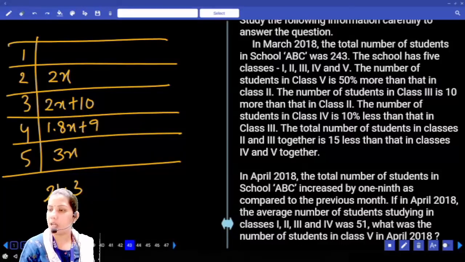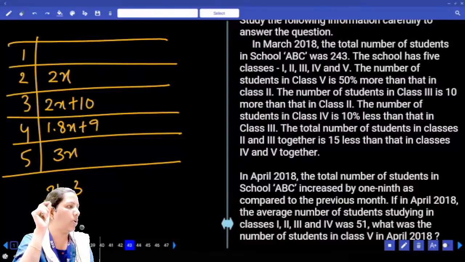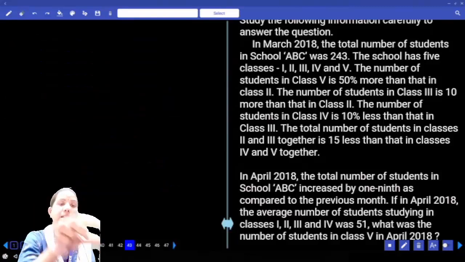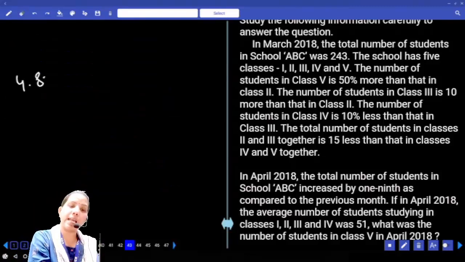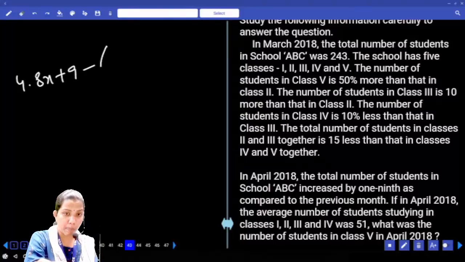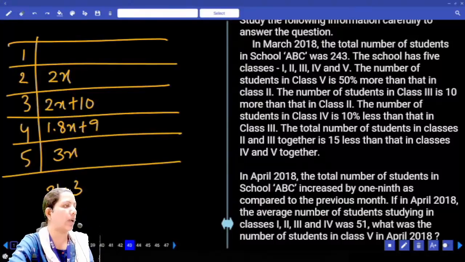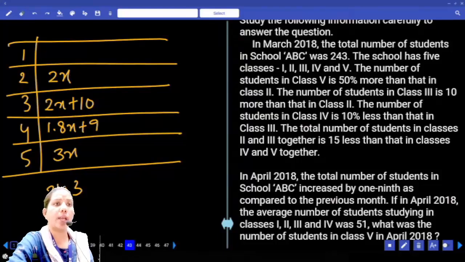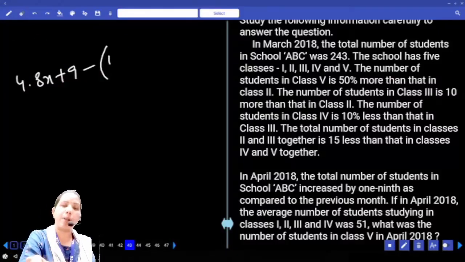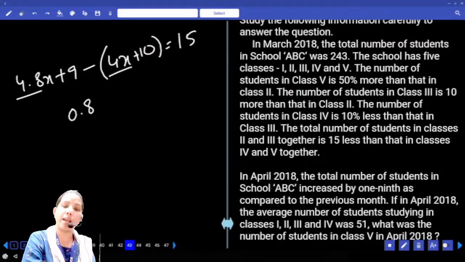Okay. Next information. The number of students in classes 2 and 3 together is 15 less than classes 4 and 5 together. What is 4 and 5 together? What is fourth value? 1.8x plus 9. What is 5 value? 3x. So together 4.8x plus 9. And next, what is class 2 and 3 together? 4x plus 10. Difference is equal to how much here? 15. 4.8x and 4x we are left with 0.8x.